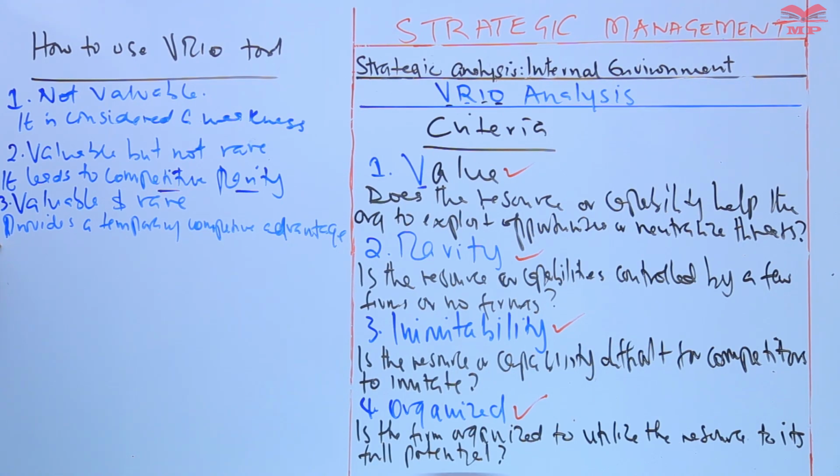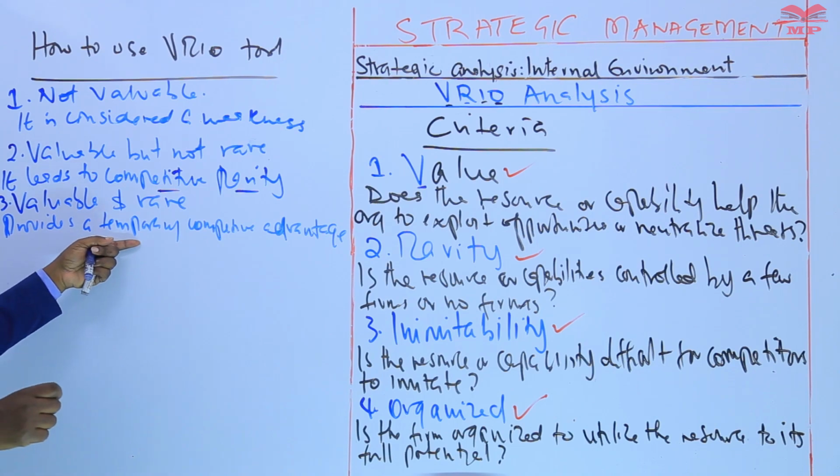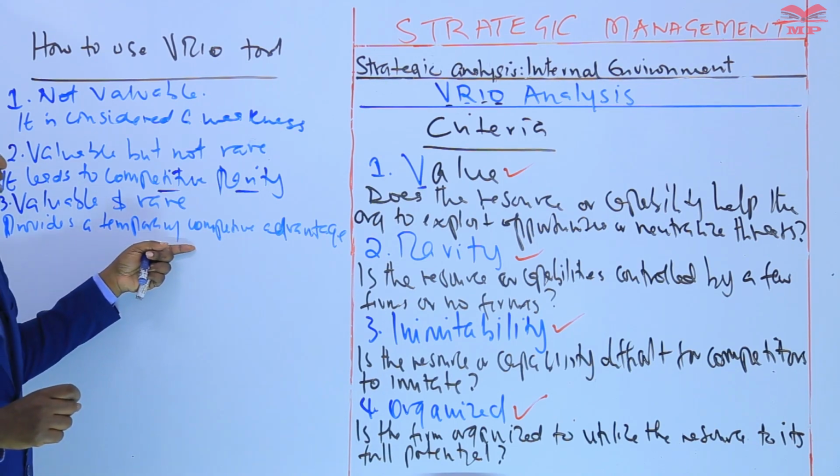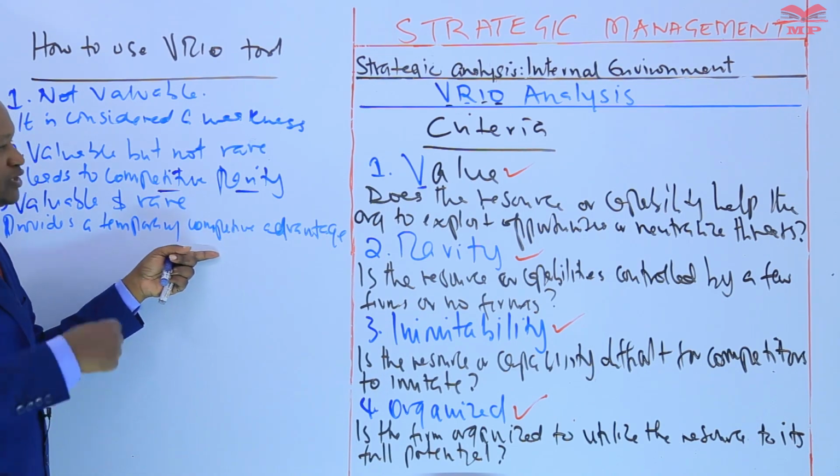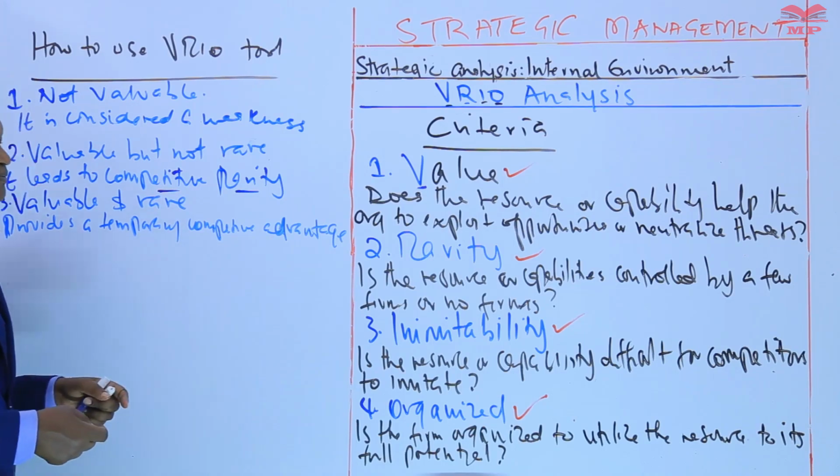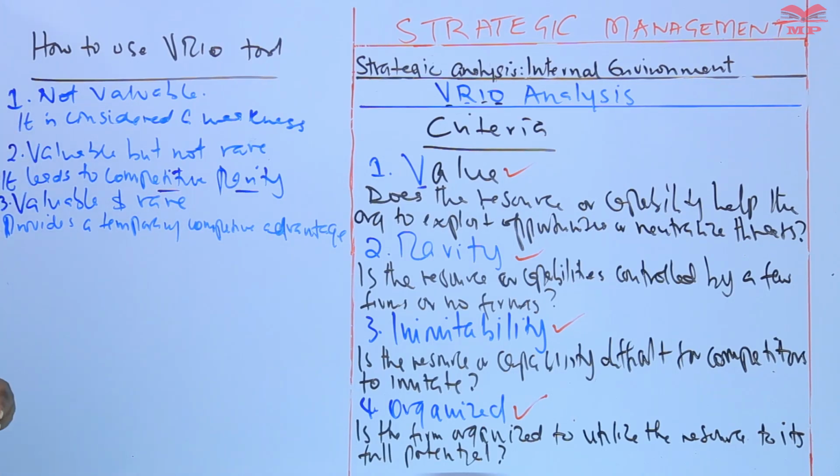But the firm must continuously innovate and improve to maintain it. If it is providing a temporary competitive advantage, then it means the firm must continuously upgrade it, continuously improve on it, so that the asset or resource can be maintained.